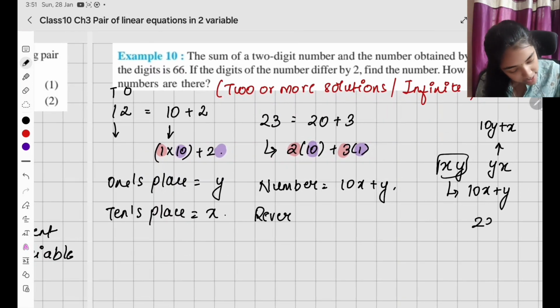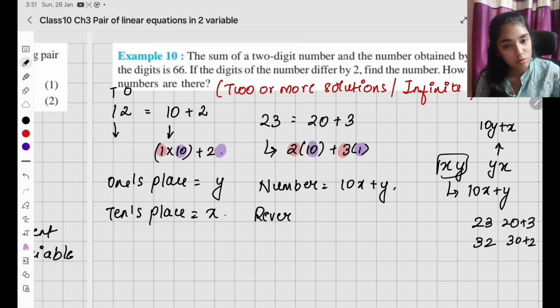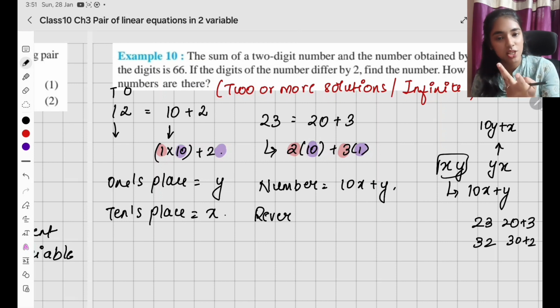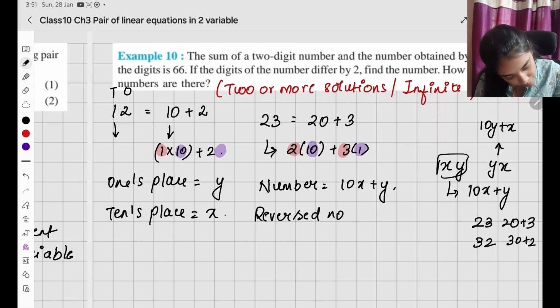இப்போ you have for example 23 na, 32 னு மாறிச்சுனா என்ன ஆகும்? This is going to be 20 plus 3 and this becomes 30 plus 2. Okay, x and y are just interchanging. So your equation just interchanges. Okay, so reversed number is going to be 10y plus x.